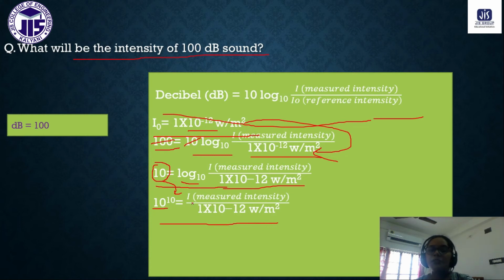Next we have that equals to I by I0. Again, the I0 value you know, that is 1 into 10 to the minus 12 watt per meter square. So that means I equals to 10 to the minus 2. Thus we can get the value of I. So the answer is, the intensity of 100 decibel sound is 10 to the minus 2 watt per meter square. Okay.